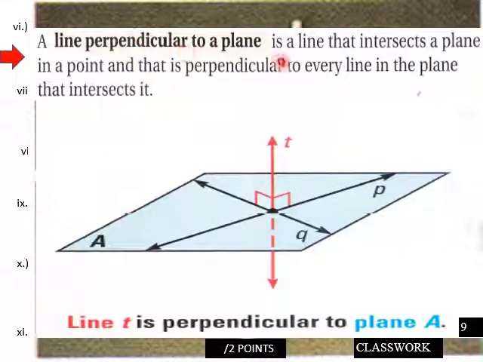A line perpendicular to a plane is a line that intersects a plane at a point, and that is perpendicular to every line in the plane that intersects it. Line T here is perpendicular to plane A because it is perpendicular to this line and perpendicular to this line. A 90-degree angle here. So line T is perpendicular to this plane here, plane A.